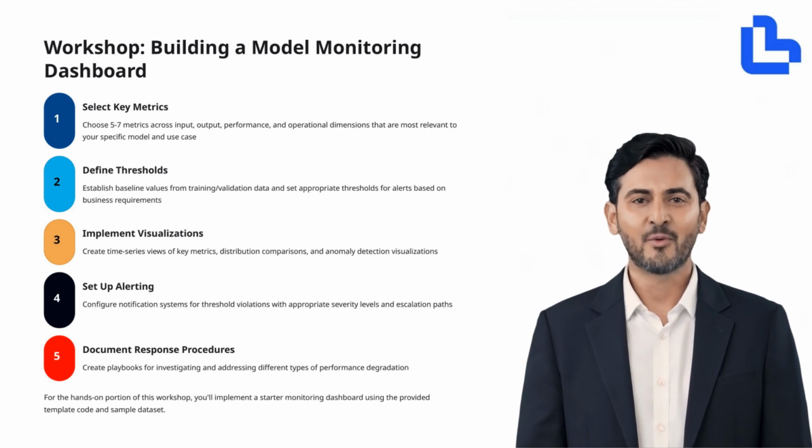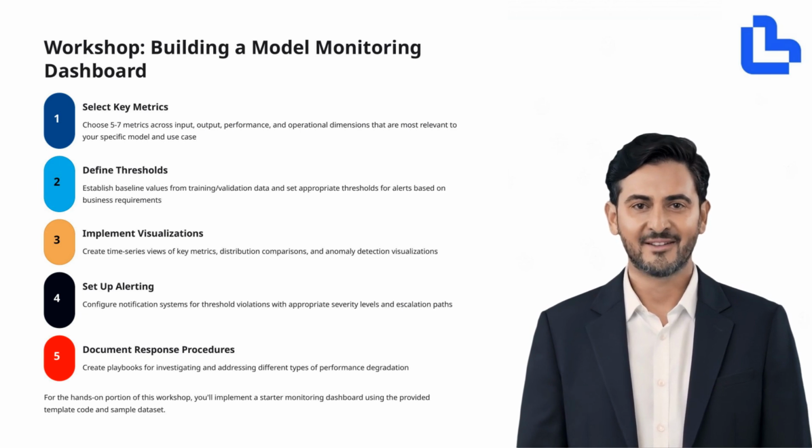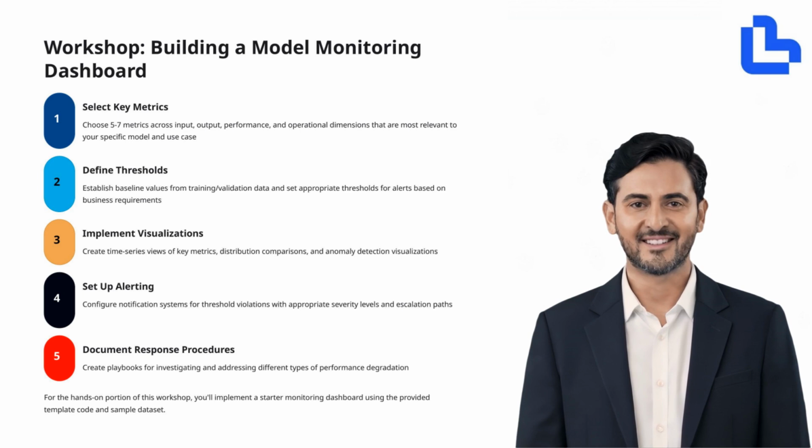Now it's time to put everything we've learned into practice. In this hands-on portion of the workshop, you'll build a starter model monitoring dashboard that brings together the key concepts of performance tracking, drift detection, and alerting. We'll begin by selecting key metrics. Choose 5 to 7 metrics that span across input data, model outputs, performance indicators, and operational health. These should be tailored to your specific model and use case. For example, you might track feature distributions, prediction confidence, F1 score, inference latency, and error rates.